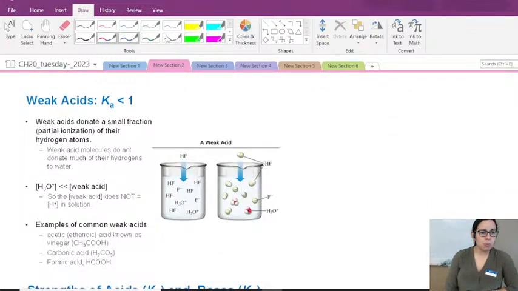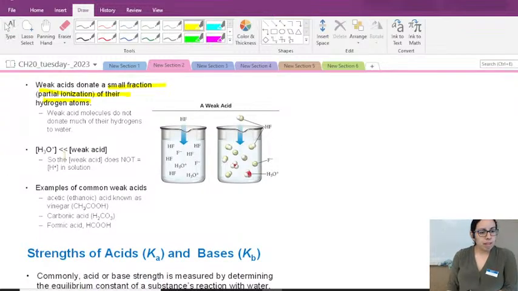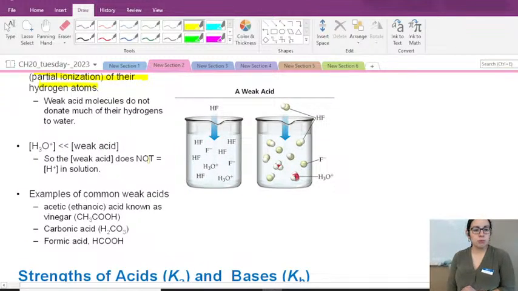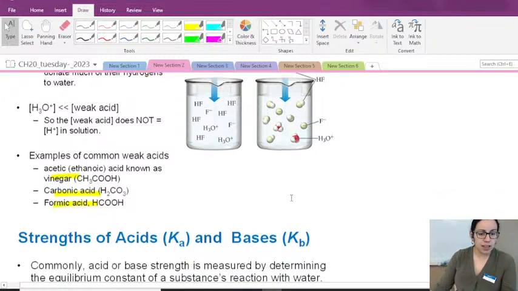That means for weak acids, their Ka is going to be less than 1. Weak acids only donate a small fraction of their hydrogen atoms. So the concentration of the weak acid would not equal the concentration of H+ ions in solution, and we'll get into the math of that. Examples of common weak acids: we've mentioned vinegar a lot, carbonic acid, formic acid, and there are tons of organic acids as well.